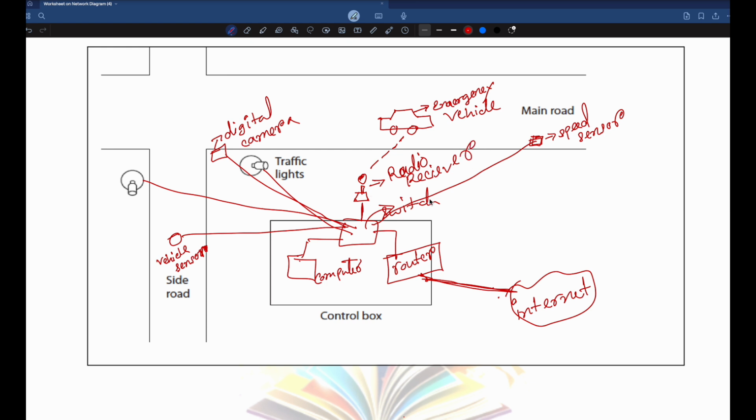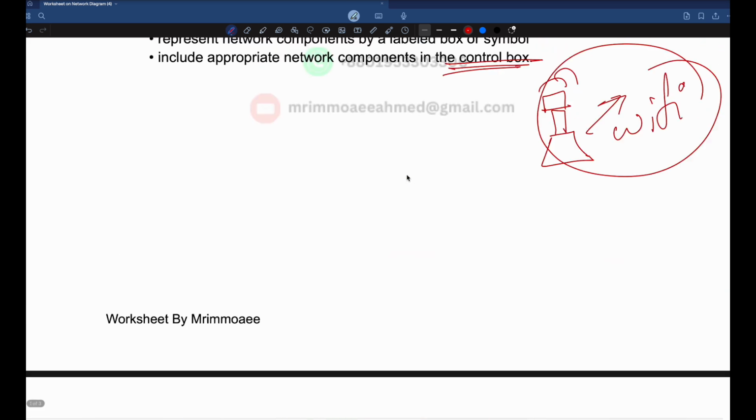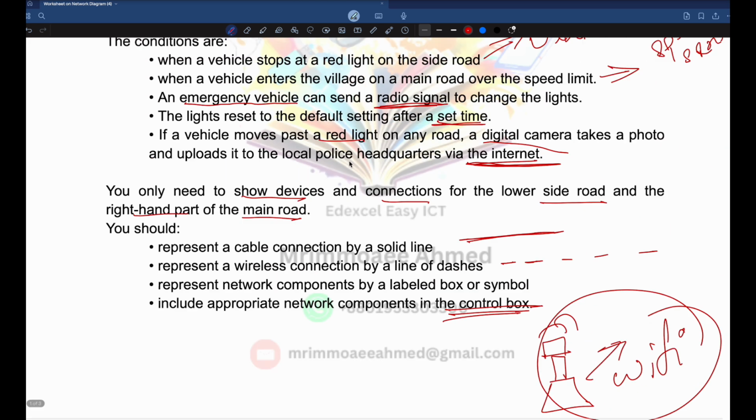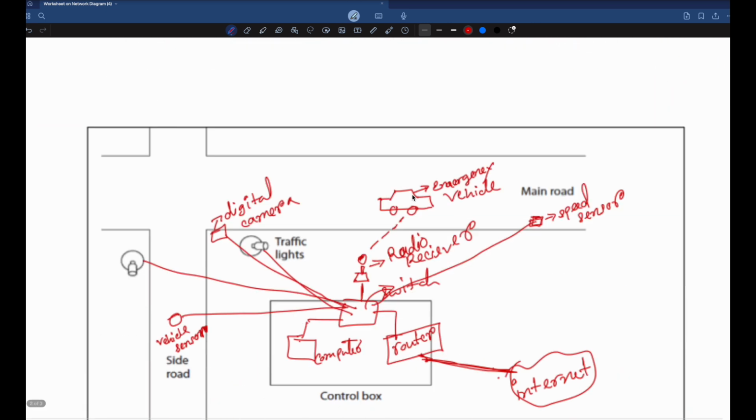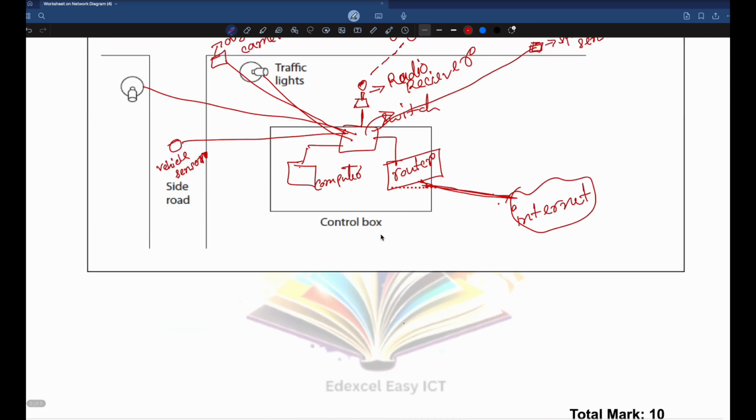Radio receiver that can detect the radio waves. And at last they mentioned that the light resets to the default setting after a set time. So that means there is a timer as well present, right? So for that you can just write here a timer, like this one is considered as a clock. So here it is a timer.